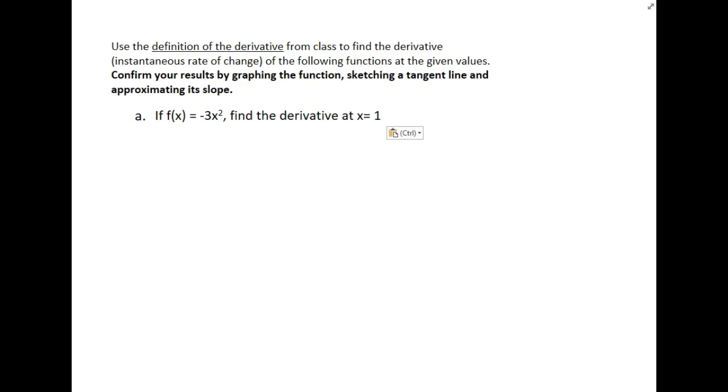So let's now confirm this algebraically.